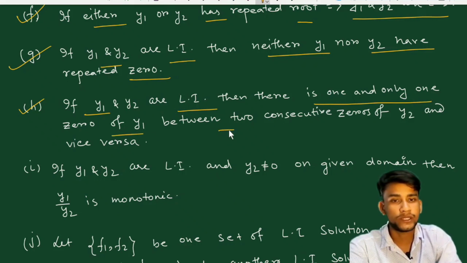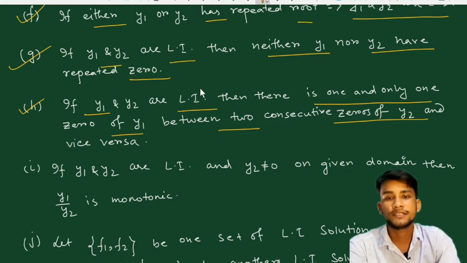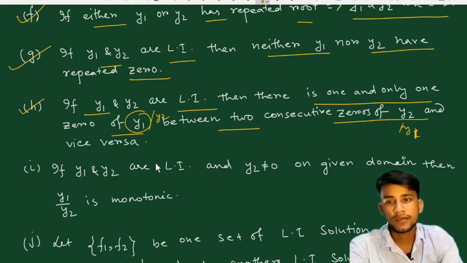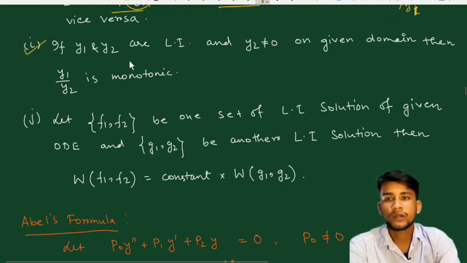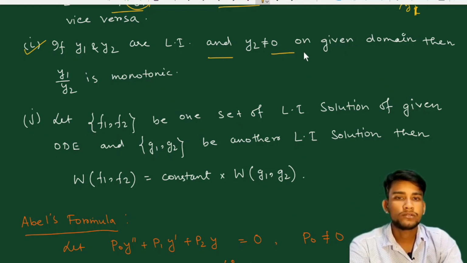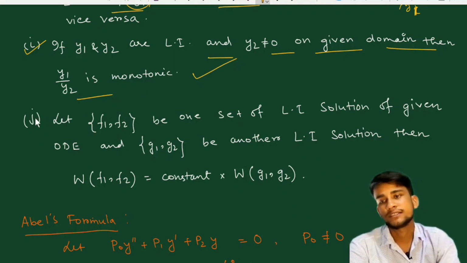Okay. (h), if y1 and y2 are linearly independent, then there is one and only one zero of y1 between any two consecutive zeros of y2 and vice versa. That is, if this is in case of y2, then this is the consecutive y1. Okay. So this is the converse part, y1. Okay. This is the vice versa part. Now (i), if y1 and y2 are linearly independent and y2 is non-zero on the given domain, then y1 by y2 is monotonic. This is an important result.